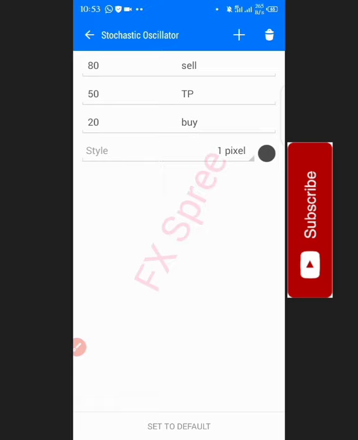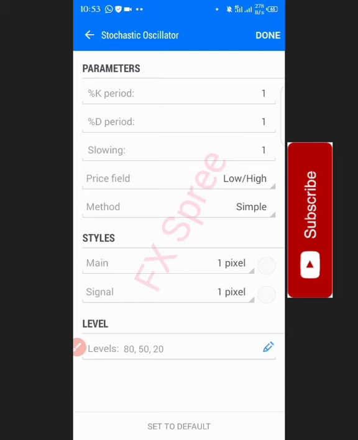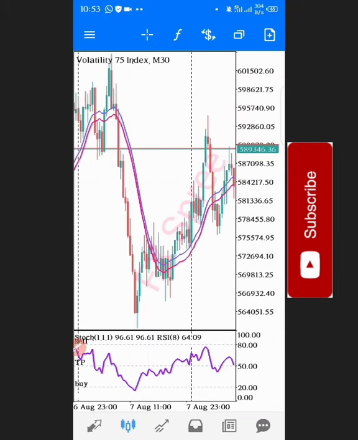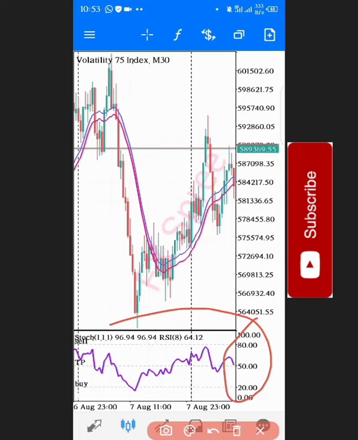So level 20 is buy. This side here is 1 pixel with black color. Then click the arrow back, done. You can see you have the stochastic configuration there with the levels as I said.